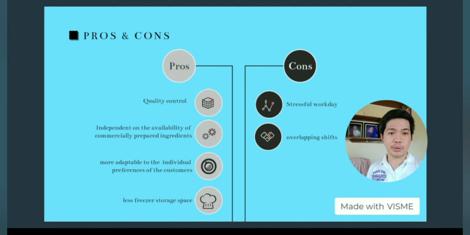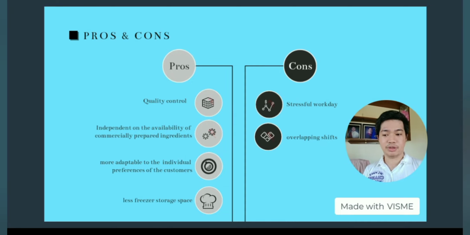So let's now take a look at the advantages and disadvantages of the conventional food service. So first, ano ang kanyang advantage? Quality control. Kasi ikaw yung namamalengke, ikaw yung nagpe-prepare, so mas nakikita mo yung quality ng product mo. So pag bulok, syempre, i-disregard mo na.